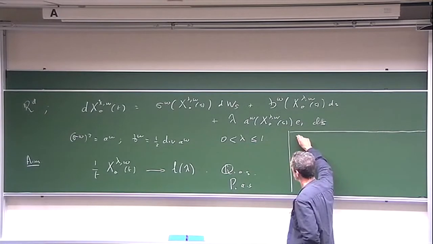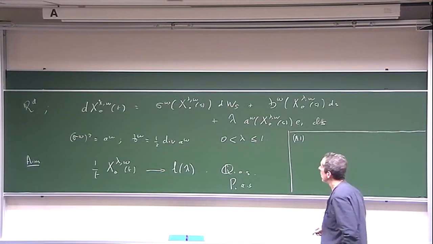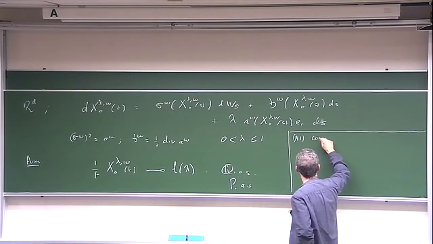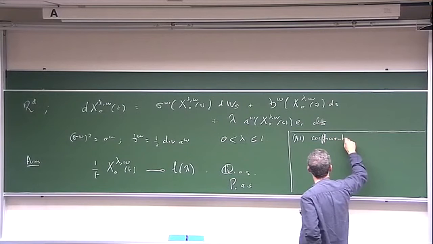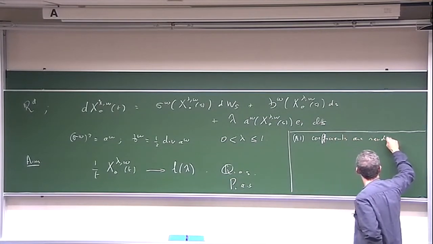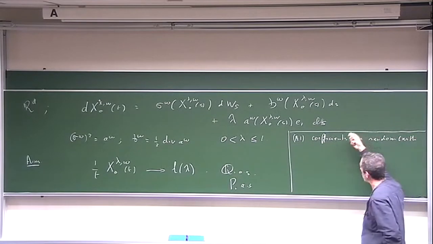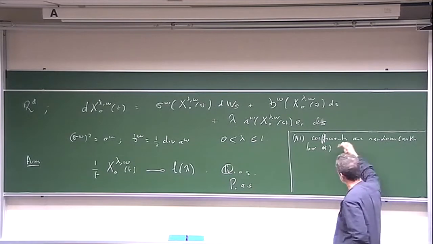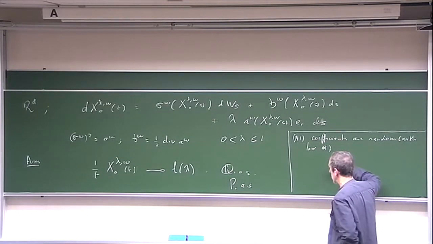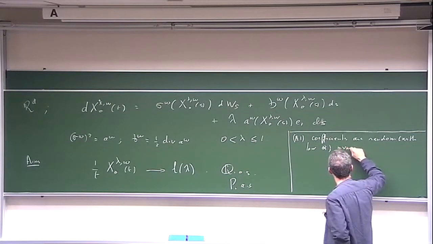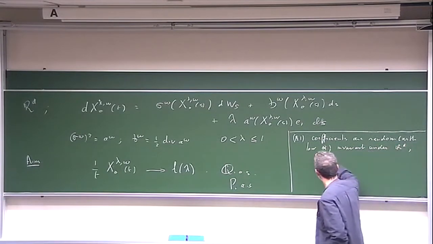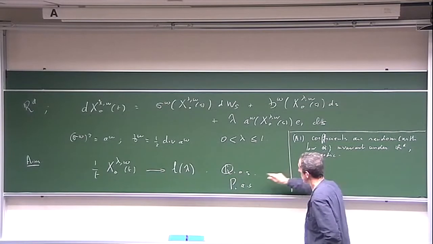So the assumptions are 3 plus 1, so 4. The first assumption is that coefficients are random with a certain law. So let me quickly write it like this: coefficients are random, and they are defined on some probability space with a certain law Q. And we assume that Q is invariant under the space shift, so it's invariant under the action of R^d, and ergodic.